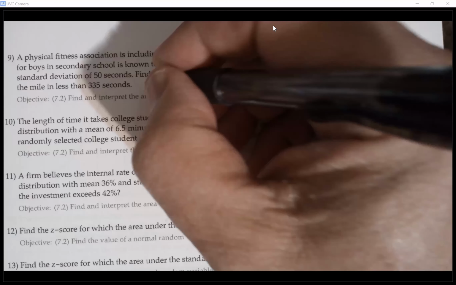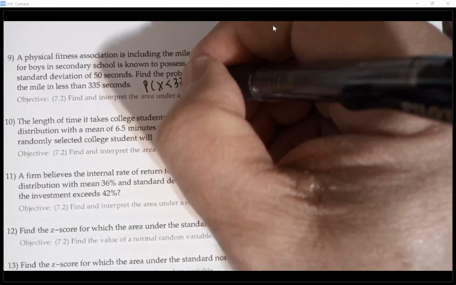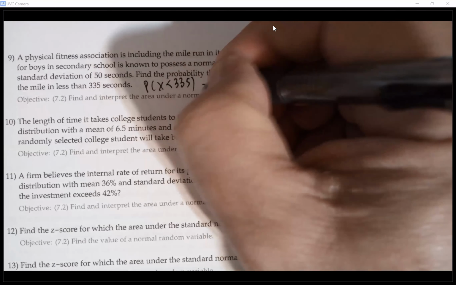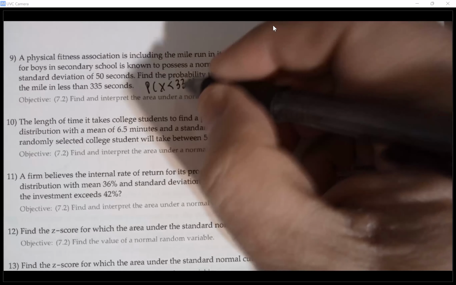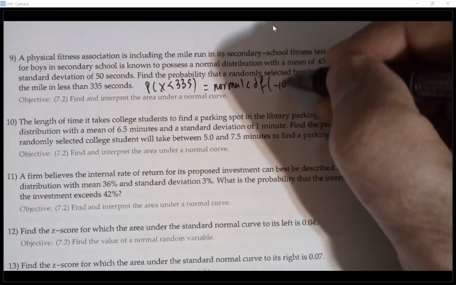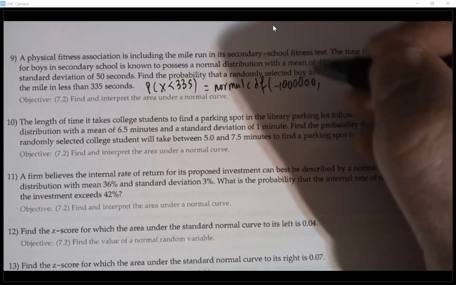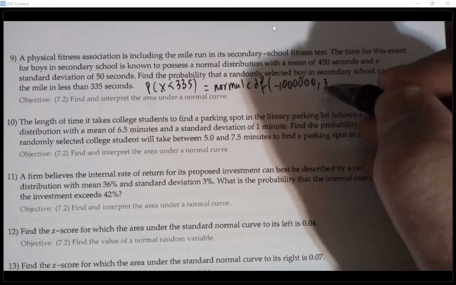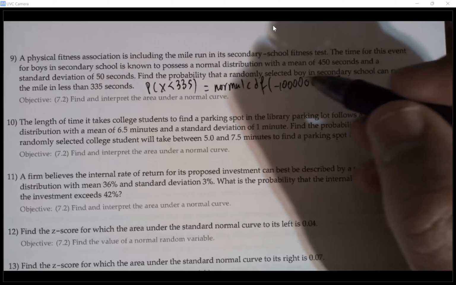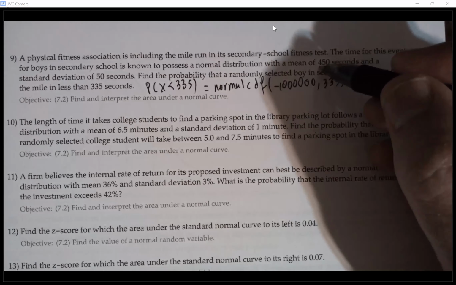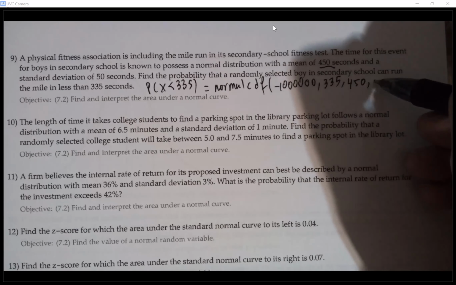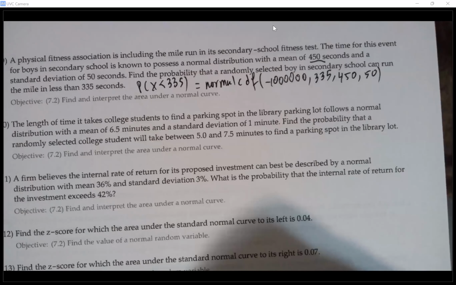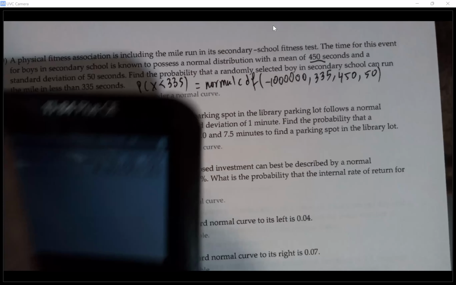So we need the probability of x less than 335. That would be normal CDF. If it is a less than, you have to begin with negative a million. Then your upper bound will be 335, and then the mean, it's not 0 and 1 again, so that's 450, and the standard deviation is 50. Let's see what we come up with here.